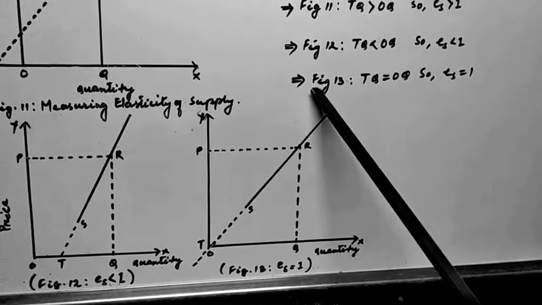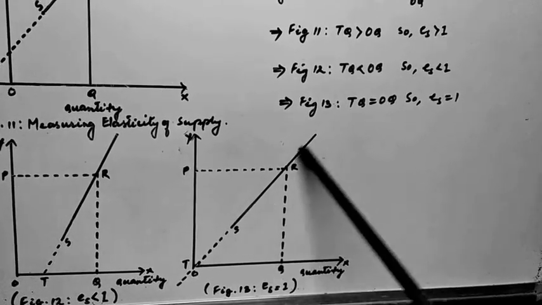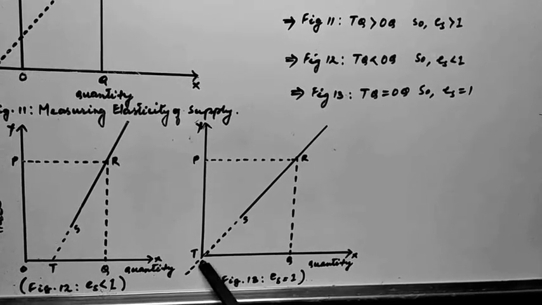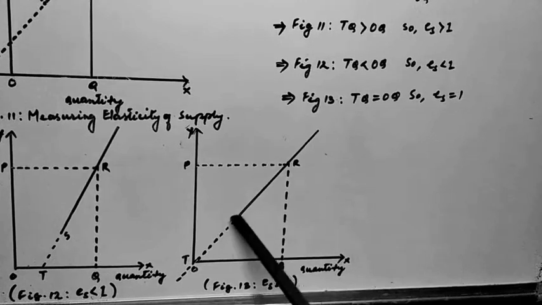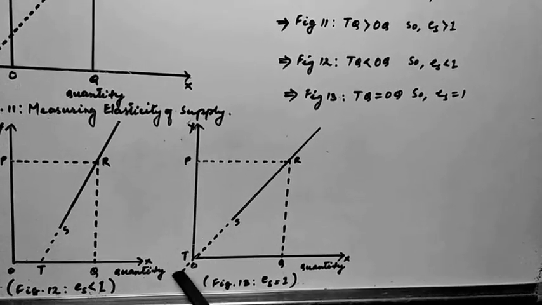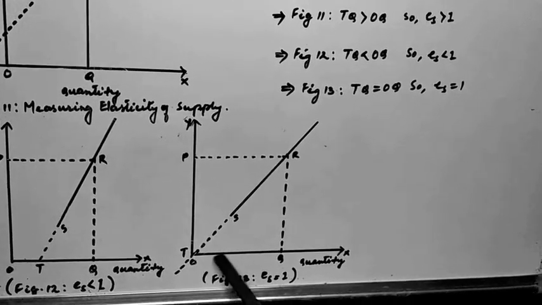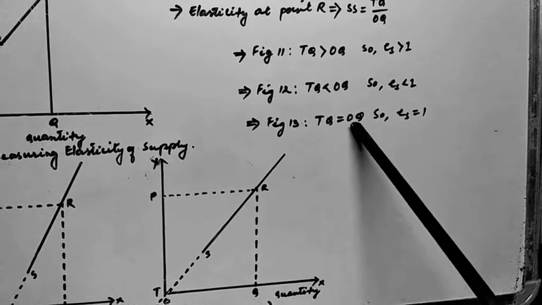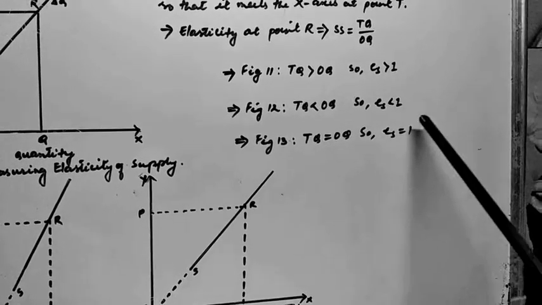And consider figure 13. What do we see here? The extension of the supply curve touches exactly at the origin of the diagram. So the extension is exactly touching the origin. In this case, TQ will be equal to OQ. So in figure 13, where TQ equals OQ, we will have a unitary elasticity of supply.